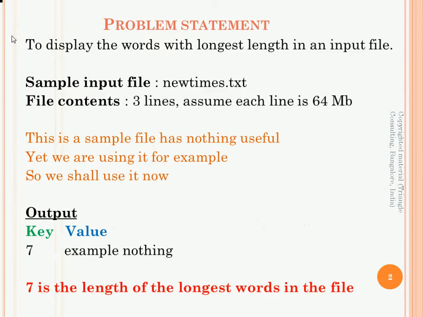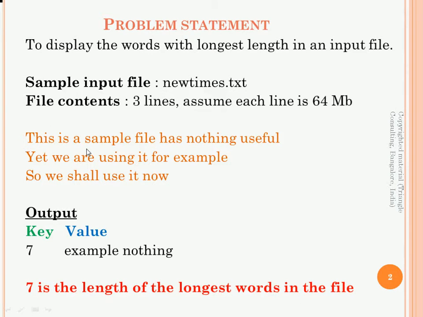The problem statement this time is like we have an input file. The name of the file is newtimes.txt. It's a text file. And the file contents there are just 3 lines in it. The content of the file is highlighted in orange color over here. Pretty much 3 different lines in the file.